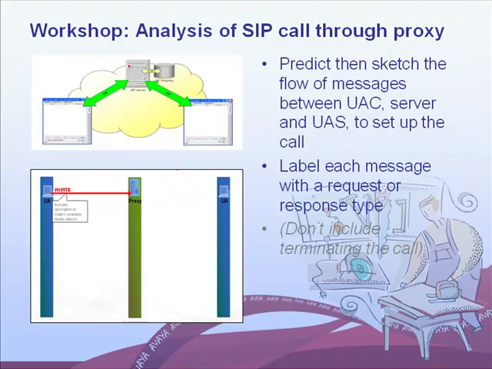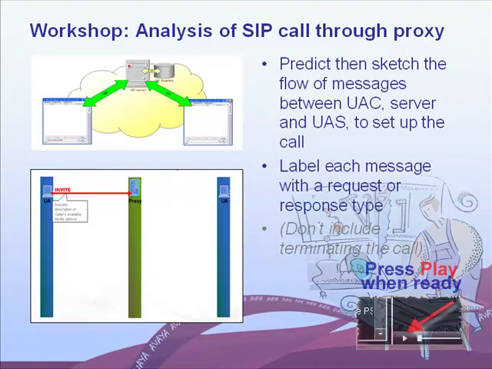Take some paper and a pen and sketch the flow of SIP messages between the 3 SIP devices required to establish the call. Then label each message with a request or response type. Think about it. Remember the rules and the exceptions, and you should be able to do it just fine. Don't worry for now about terminating the call. We'll cover that later.